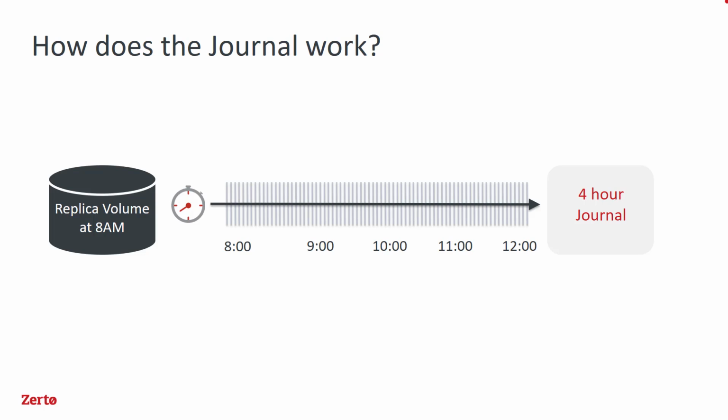Now that we understand how the journal works behind the scenes, let's talk about two important choices you'll make during setup. Zerto will provide default settings, but you'll want to consider how much history you'd like to keep and how much storage you want to allocate to it to maximize resource efficiency within your environment. To make these choices, you'll need to understand the relationship between journal history and storage in a little more detail.